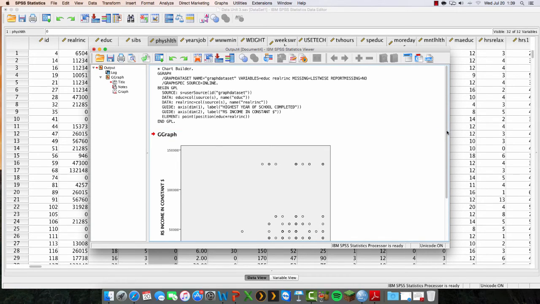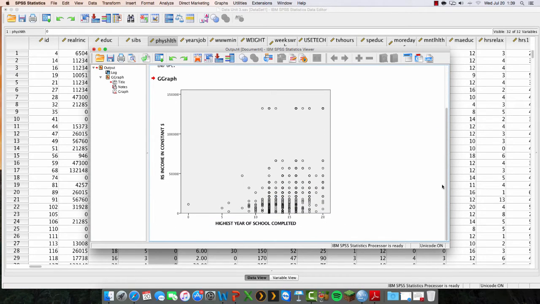And what do we see? Well, we see some outliers, right? Up here are those people who make much more money than the average folks, and lots of folks clustered down here. Predictable clustering around high school and some college, right?